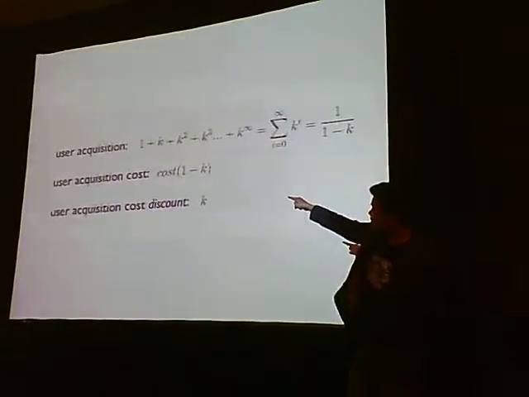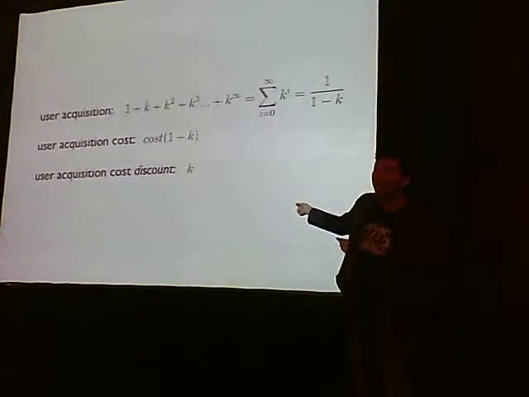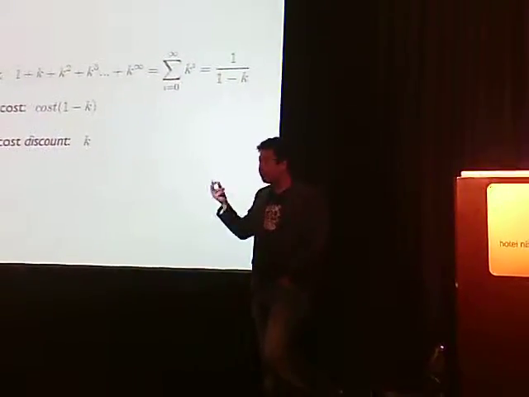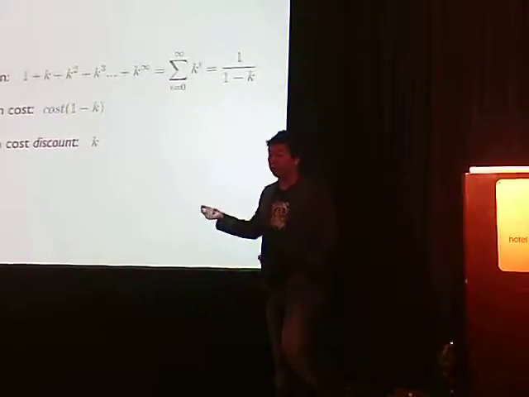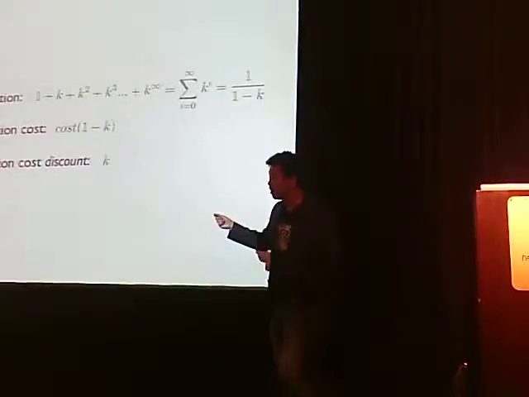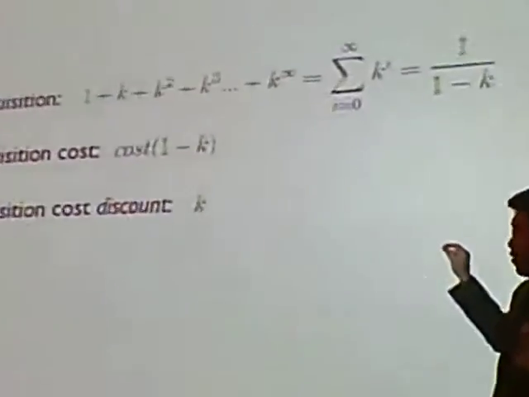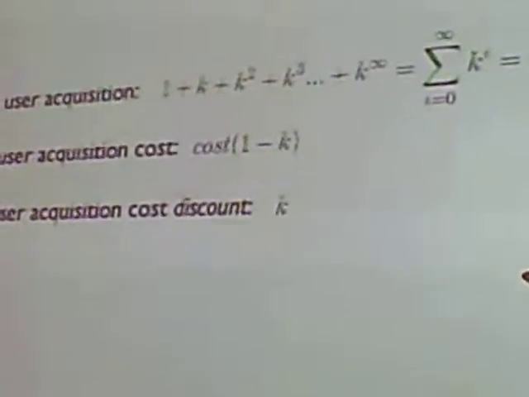So your user acquisition cost is cost times 1 minus K, and the discount is actually this K. Meaning that if you have a 0.9 K, effectively that's a 90% discount on whatever it is you're paying for a user, which is pretty convenient. If you know your lifetime value, and you know how much it costs a user, bumping the K could make the difference between allowing you to actually effectively at scale buy users versus not.